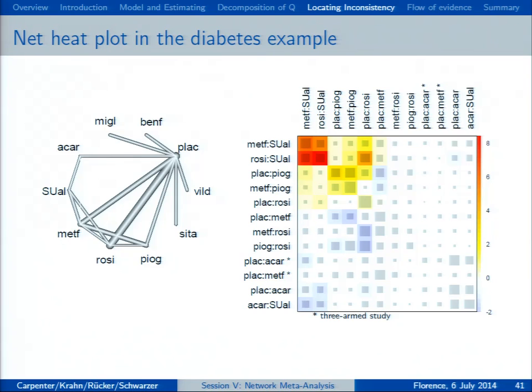What can we see in this plot? We can see there are designs, for example, without color but with gray squares, which means these two designs have a great impact on each other, but in a consistent way. There is no color. When we look at the colors on the diagonal, we can see the contribution of each design to the inconsistency statistic, and we can see that the first 4 designs have the greatest contribution to the inconsistency statistic.